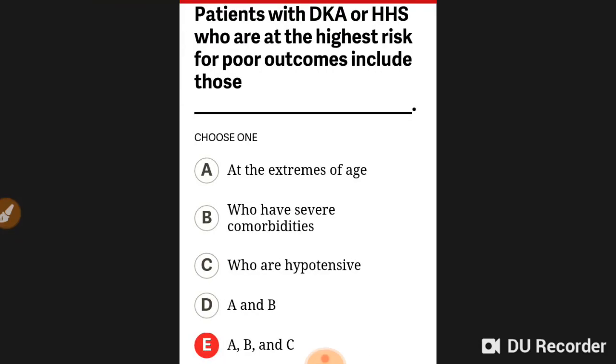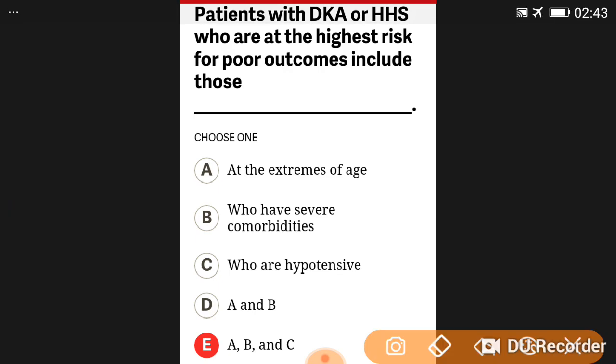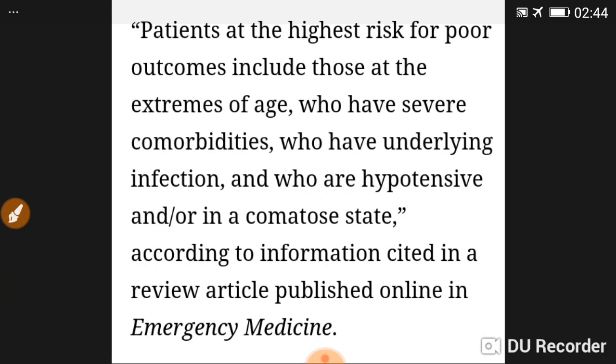Okay. Now, patients with DKA or HHS at the highest risk for poor outcome include those at the extremes of age, who have severe comorbidities, who are hypotensive: A and B, or it's all three, ABC. Patients at the highest risk of poor outcome include those at extremes of age who have severe comorbidities, who have underlying infection, who are hypotensive or in a comatose state, according to information cited.